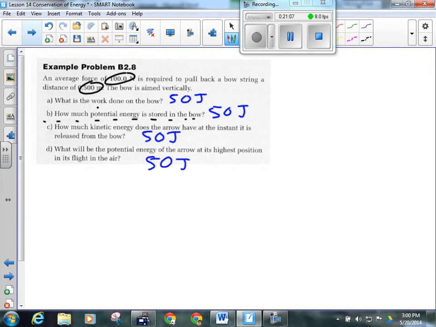Okay? How much kinetic energy does the arrow have? Well, we talked about this earlier. Okay? We said if I let the bow go, then the bow will do work on the arrow.